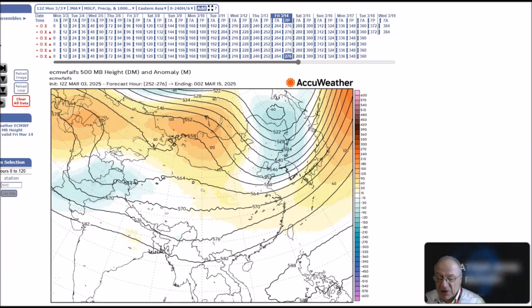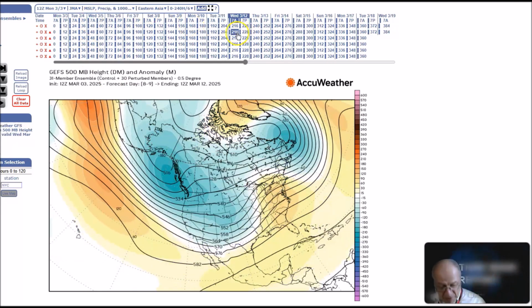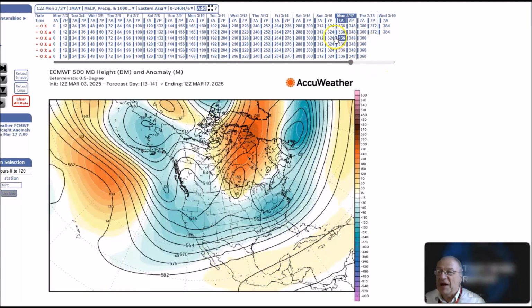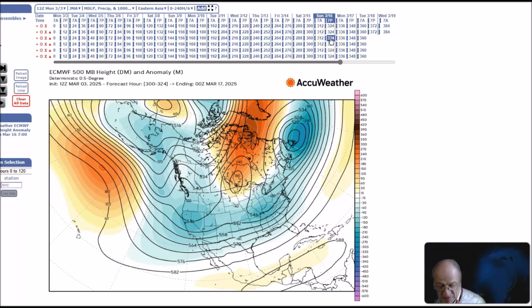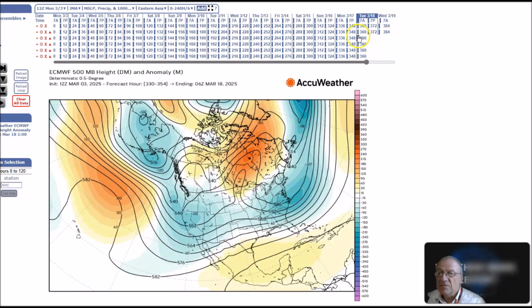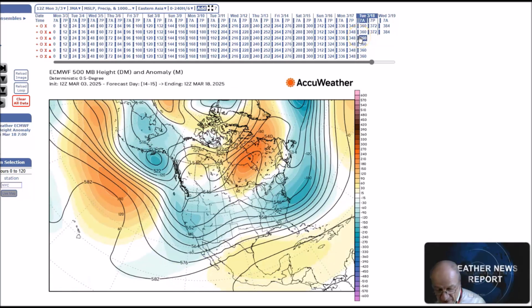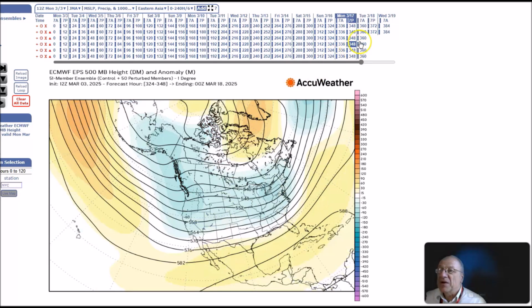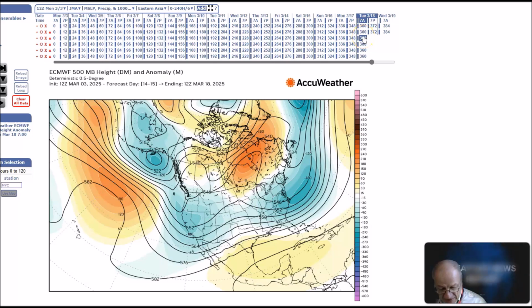Now as we get to the next period, this is for March 16th to 20th. It gets a little more complicated. All right, above normal heights cover the Arctic. You can see right here. And from Greenland, with below normal heights across much of the country. The GFS has a trough-ridge-trough configuration. You can see it here, trough, and a ridge in between.